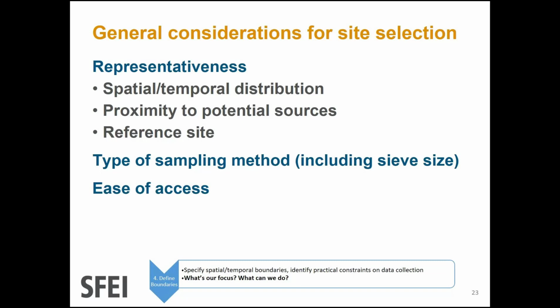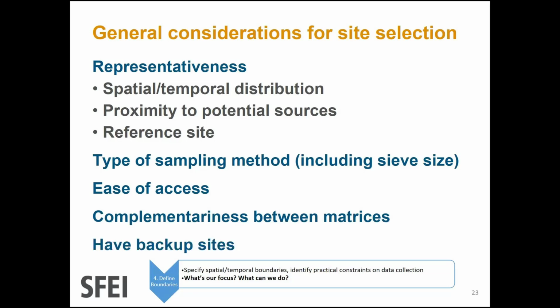So what size boat you need to get to different sites may change based on where you're planning on sampling. Also things like whether you need a permit to sample in a certain location. If you're sampling multiple matrices like we did, it's important to think about how complementary your sampling sites can be so that you can directly compare.